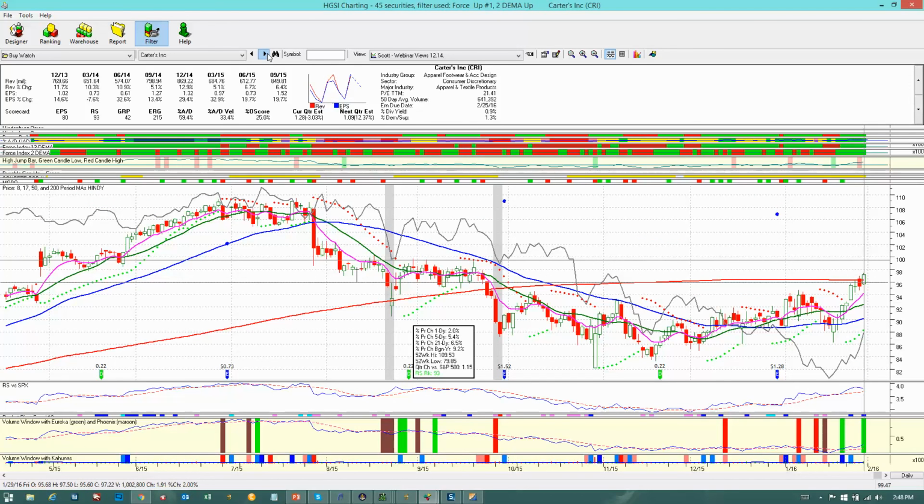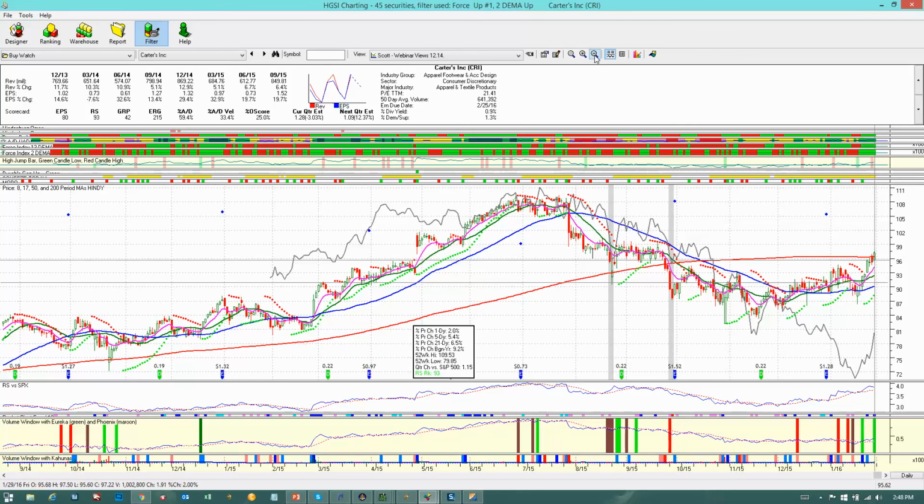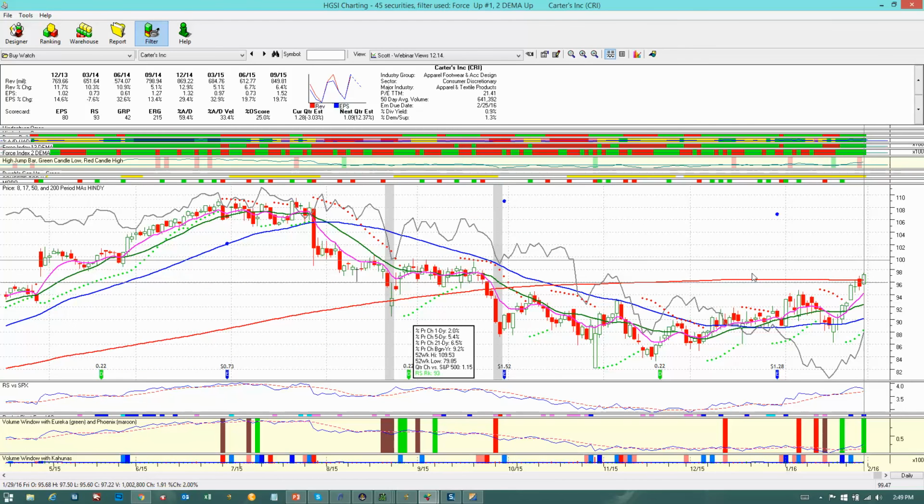Carter's, I think this is children's clothes. As I mentioned before, clothes and apparel, and shoes. Had a big uptrend, pulled back from 110 down to 84. Pretty big week. It actually broke above the 200. Looks like it wants to go higher.